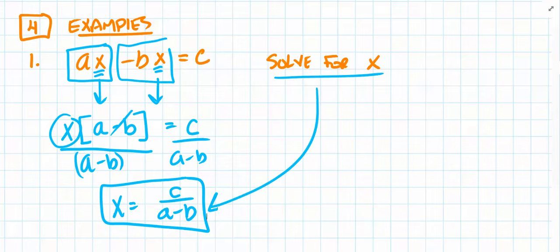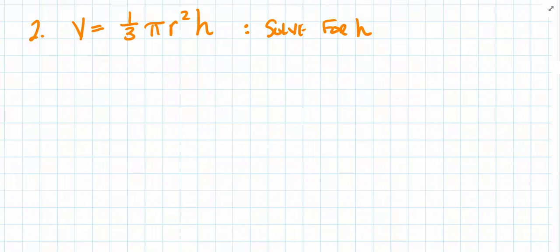Okay, so check it out. I have the volume is equal to 1/3 pi r squared h. This is the volume of a sphere, 1/3 pi r squared h, okay? And I want to solve for h. All right, this may look really complicated, but it's actually pretty simple, right?